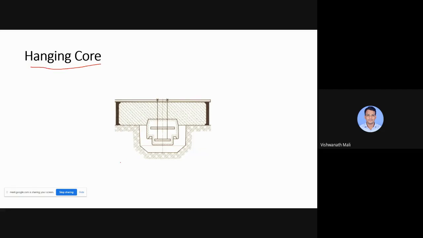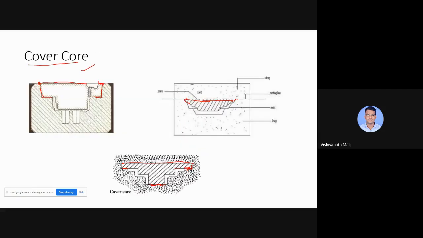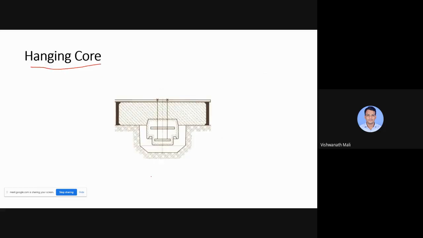So see here, it is supported cover core. The difference between cover core and hanging core: in cover core, it is supported here or at the bottom. But in some products, it is not possible to get the support with the help of this mold. Here is our mold, and we cannot get this support because here is our part. But we want the cavity here.